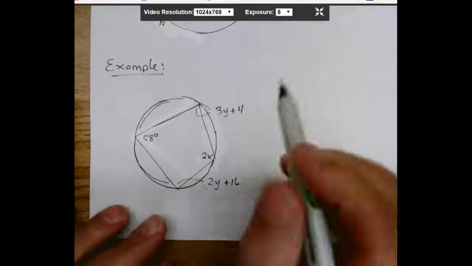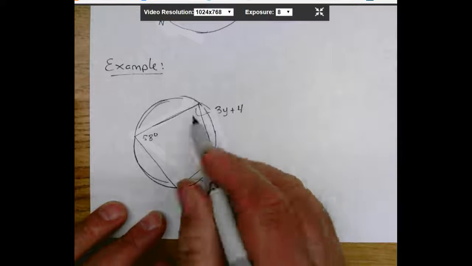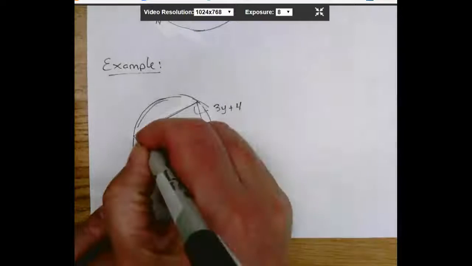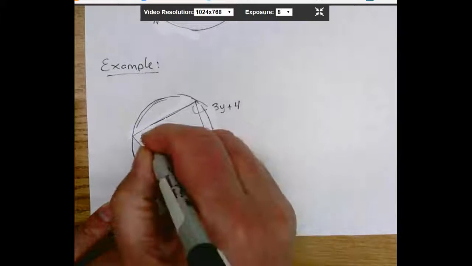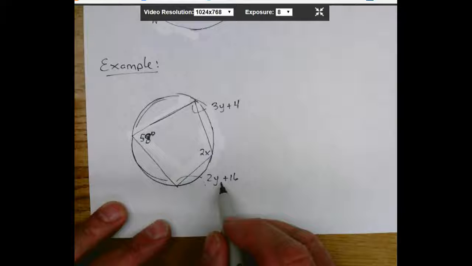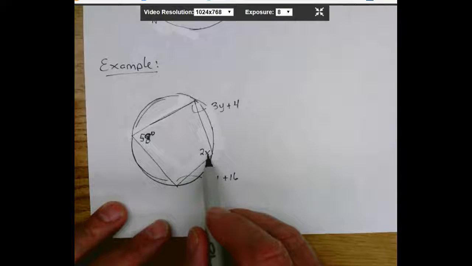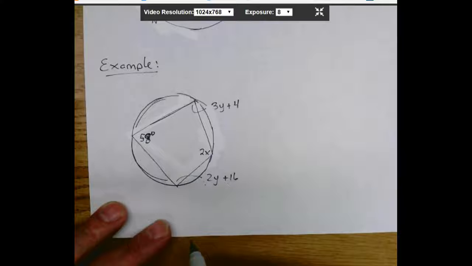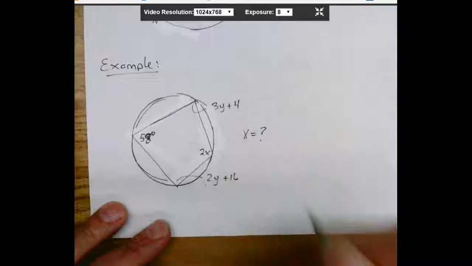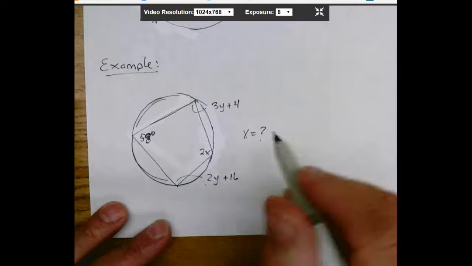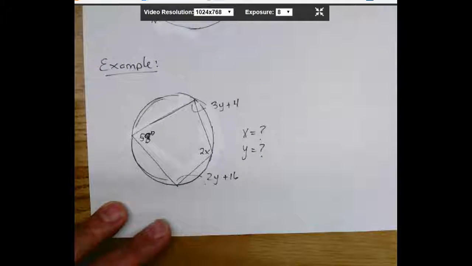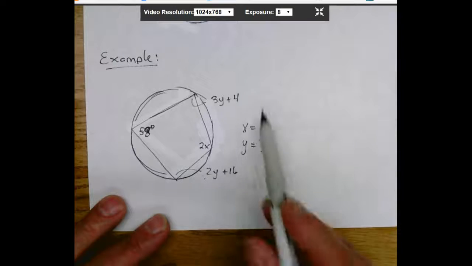So we can see this one here. We have this inscribed quadrilateral, 4 sides, and we have some angles. This one is 58. This one is 3y plus 4. This one is 2y plus 16, and this is 2x. Okay? And it wants to know what is x equal to, and what is y, right? Let's just do y as well. So we can solve for both, right?